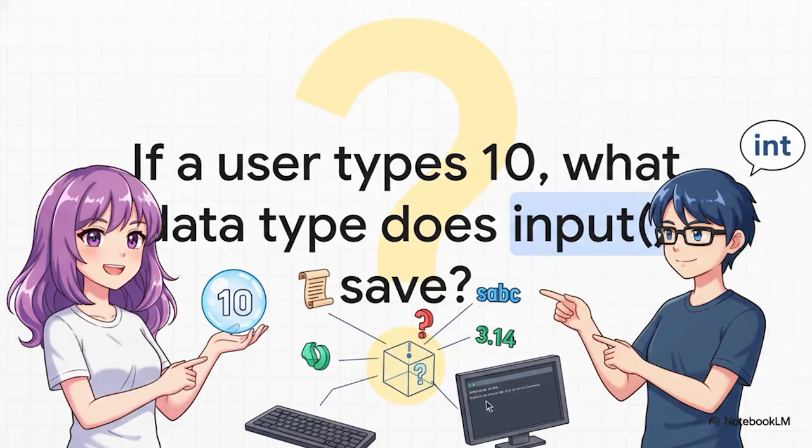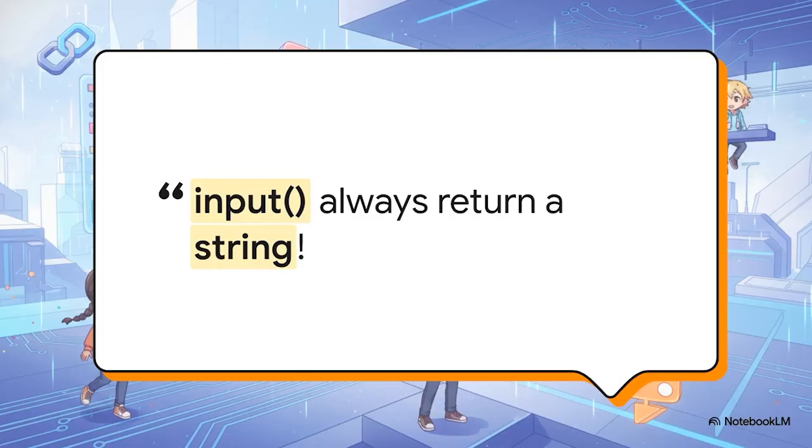Now, here is a classic trap for new programmers. Let's say you ask the user to enter a number and they type in the digits 10. What kind of data do you think the program saves? An integer, right? It's got to be a number, yeah? Nope, and this is a huge aha moment. You got to burn this into your brain. The input command always gives you back a string.